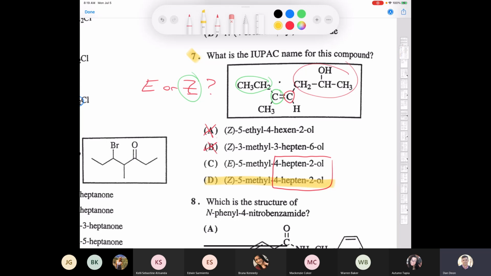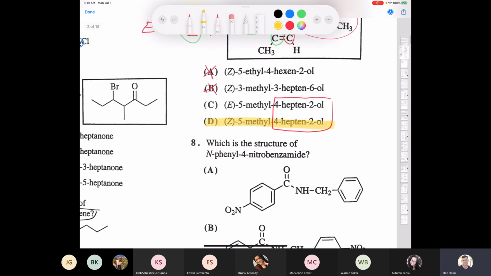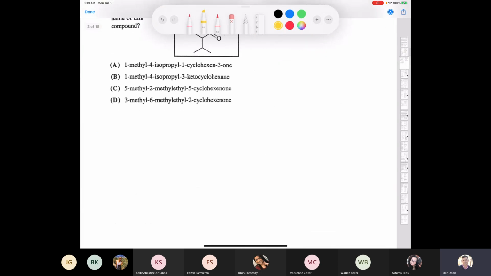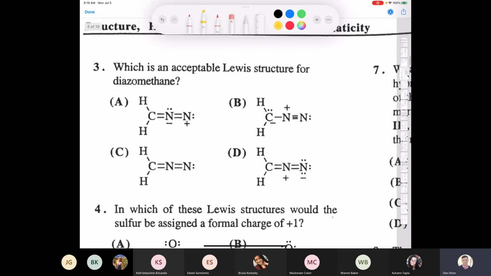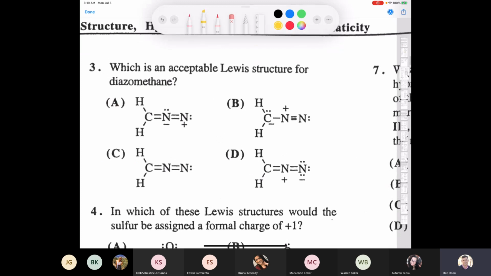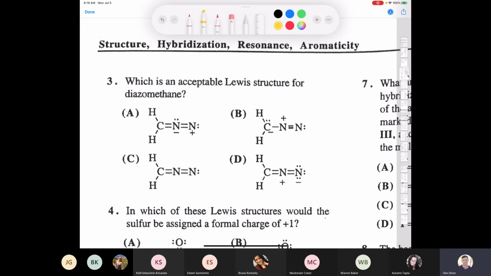And now I want to move over to the section about structure, hybridization, resonance, and aromaticity. However, I did not scan one of the questions, so I'm going to go right ahead to question number 3. Question number 2 deals with the cyclohexane chair, and we'll talk about that more later on. But for question number 3, I'll give you a second to look at it.